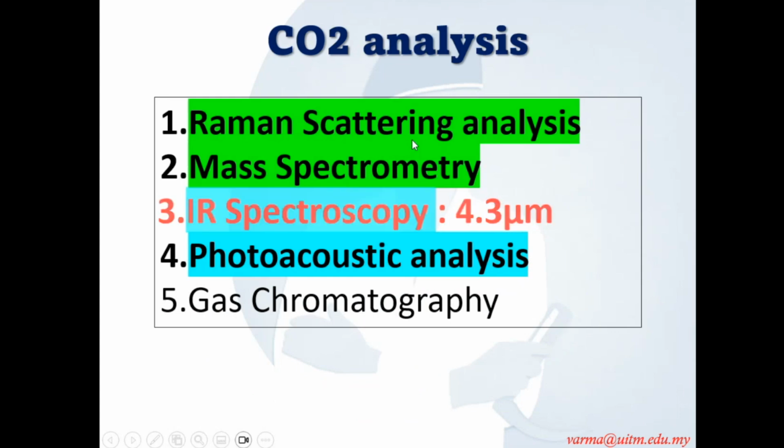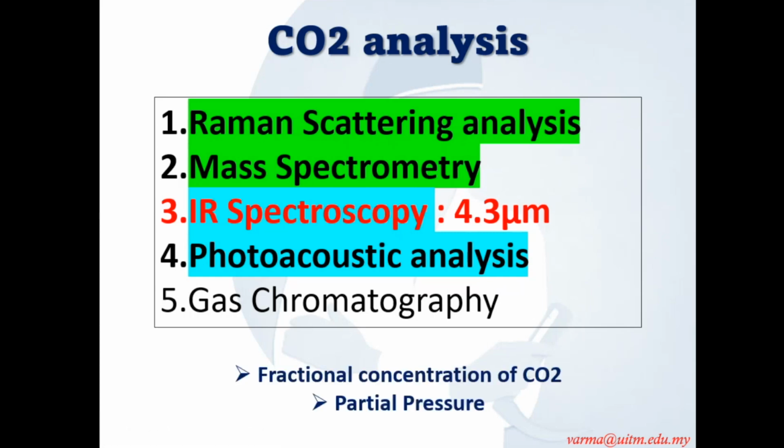So again, the IR spectroscopy wavelength for carbon dioxide is 4.3 micrometer. And this wavelength will be absorbed. The fractional concentration of the carbon dioxide will be measured and converted into partial pressure. Okay, we have talked about Dalton's law. Dalton's law says the partial pressures of individual gases summed up together are equivalent to the total pressure. So how do you find out the partial pressure of each gas? It is the fractional concentration of that gas times the total pressure, and you will get the partial pressure.